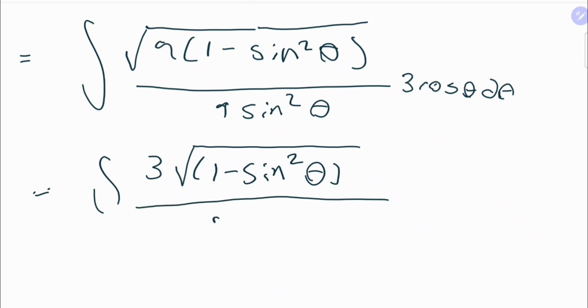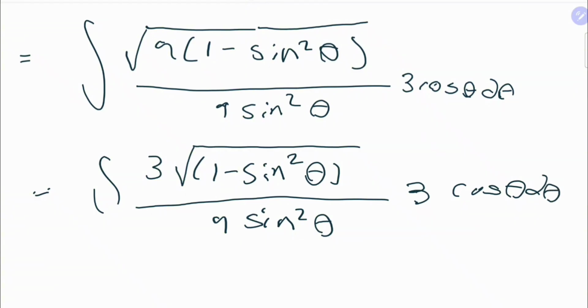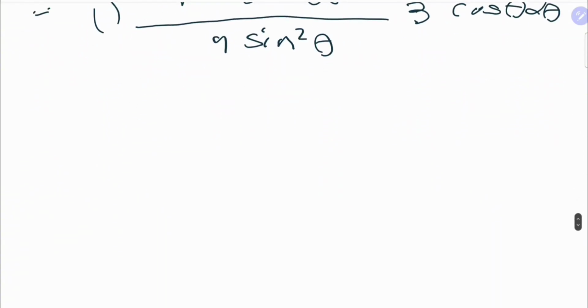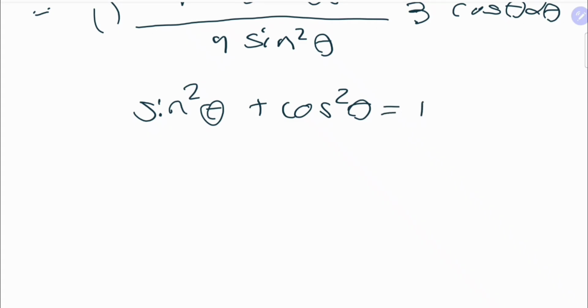Now you might be able to see that the 1 minus sine squared theta can be turned into cosine squared theta. Why is this, you may ask? Well, sine squared theta plus cosine squared theta equals 1. So that means that cosine squared theta is going to be equal to 1 minus sine squared theta.